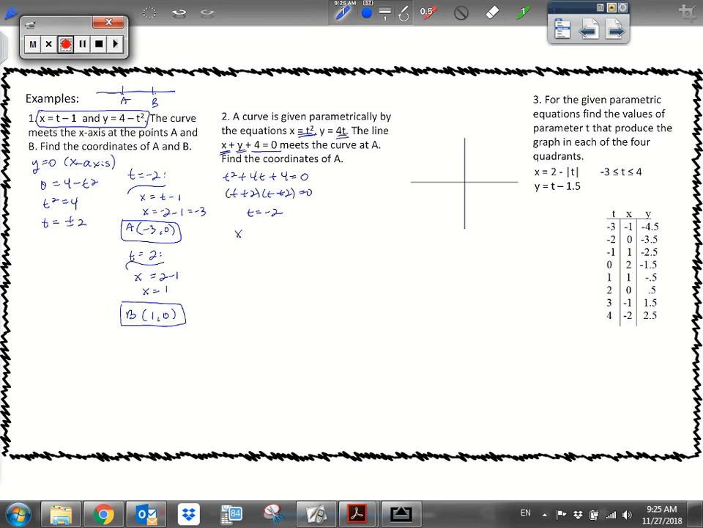So x is going to be -2 squared, or 4, and y is going to be 4 times negative 2, or negative 8. So point A is going to be at (4, -8). And those are the main types of examples that you'll see for this form of problem. Is that okay?